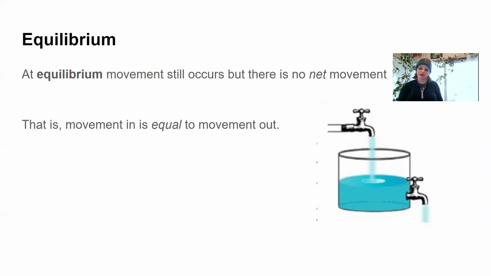And so I use this image of a faucet filling up a tank, but then there's another faucet that's emptying it. And so if these two faucets are sending out water at the same rate, then the level of water in this tank is going to stay at an equal level. So we can say that it's at equilibrium, even though we have an input, we have an equal amount of output.